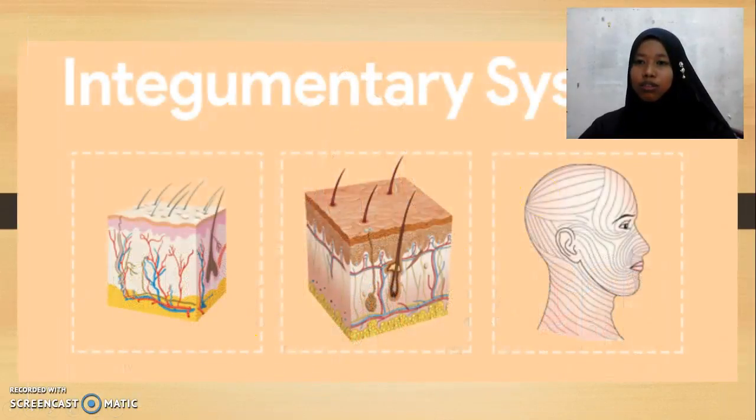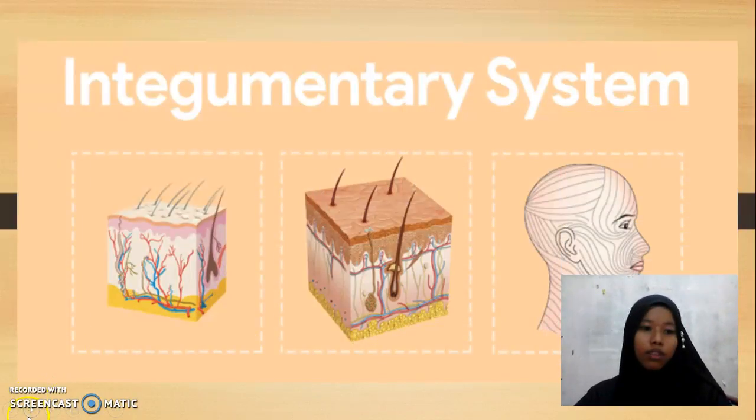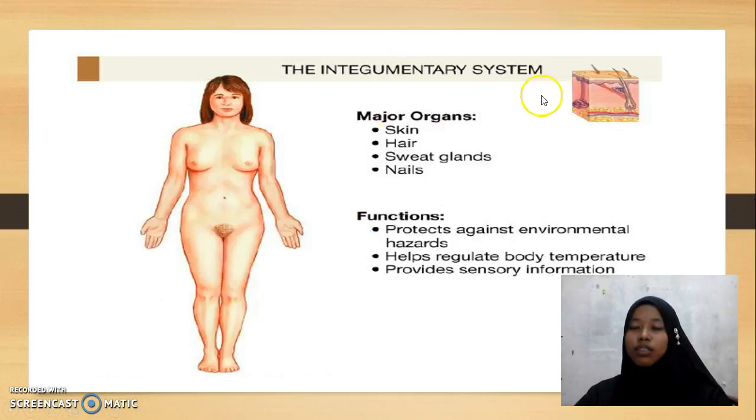This is the integumentary system. So, what is the integumentary system? What are the major organs included in it? The first ones are the skin, hair, sweat glands, and nails. These are the most common organs found in the integumentary system. What is the function of the integumentary system? It protects against environmental hazards, helps regulate body temperature, and provides sensory information. In the next slides, I will explain more about each function.